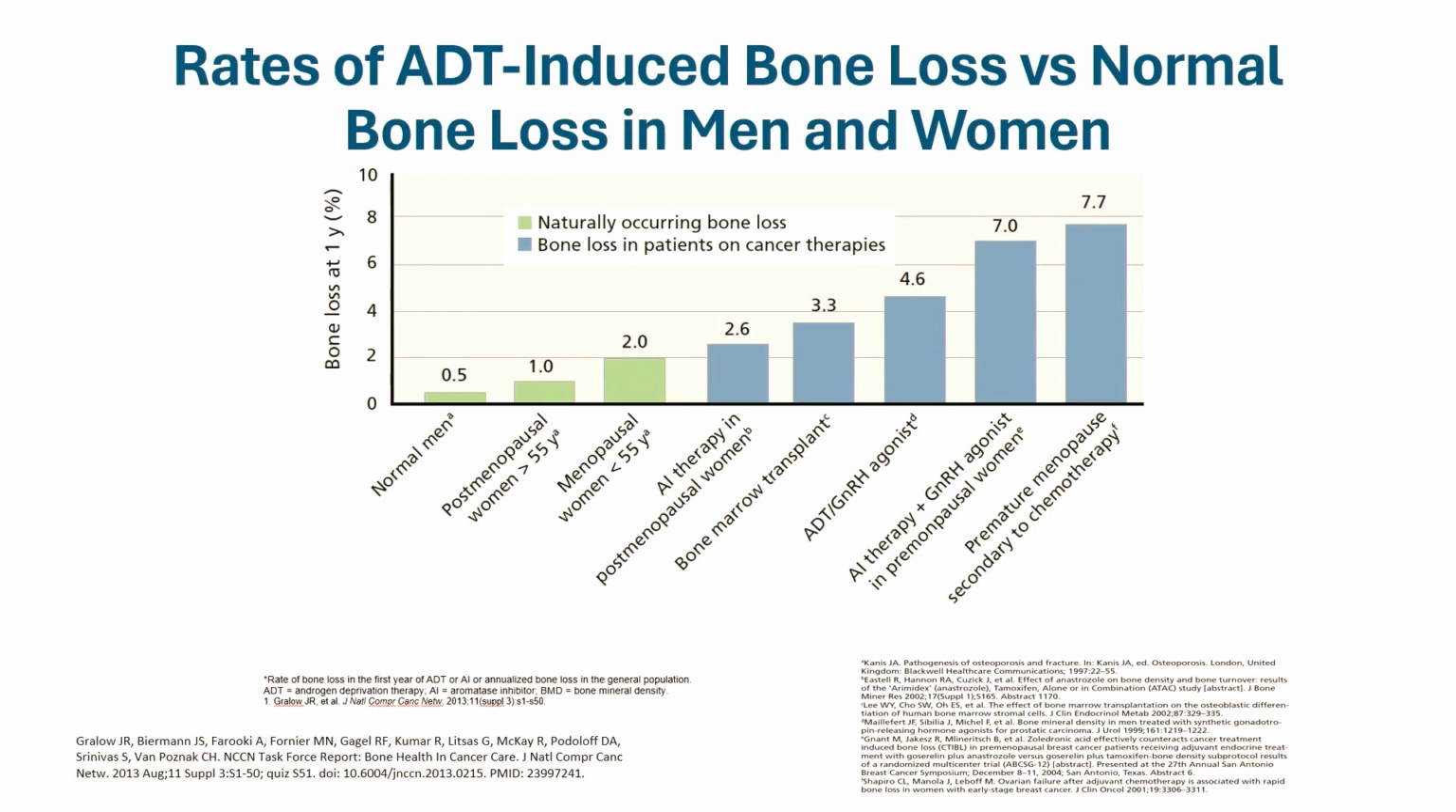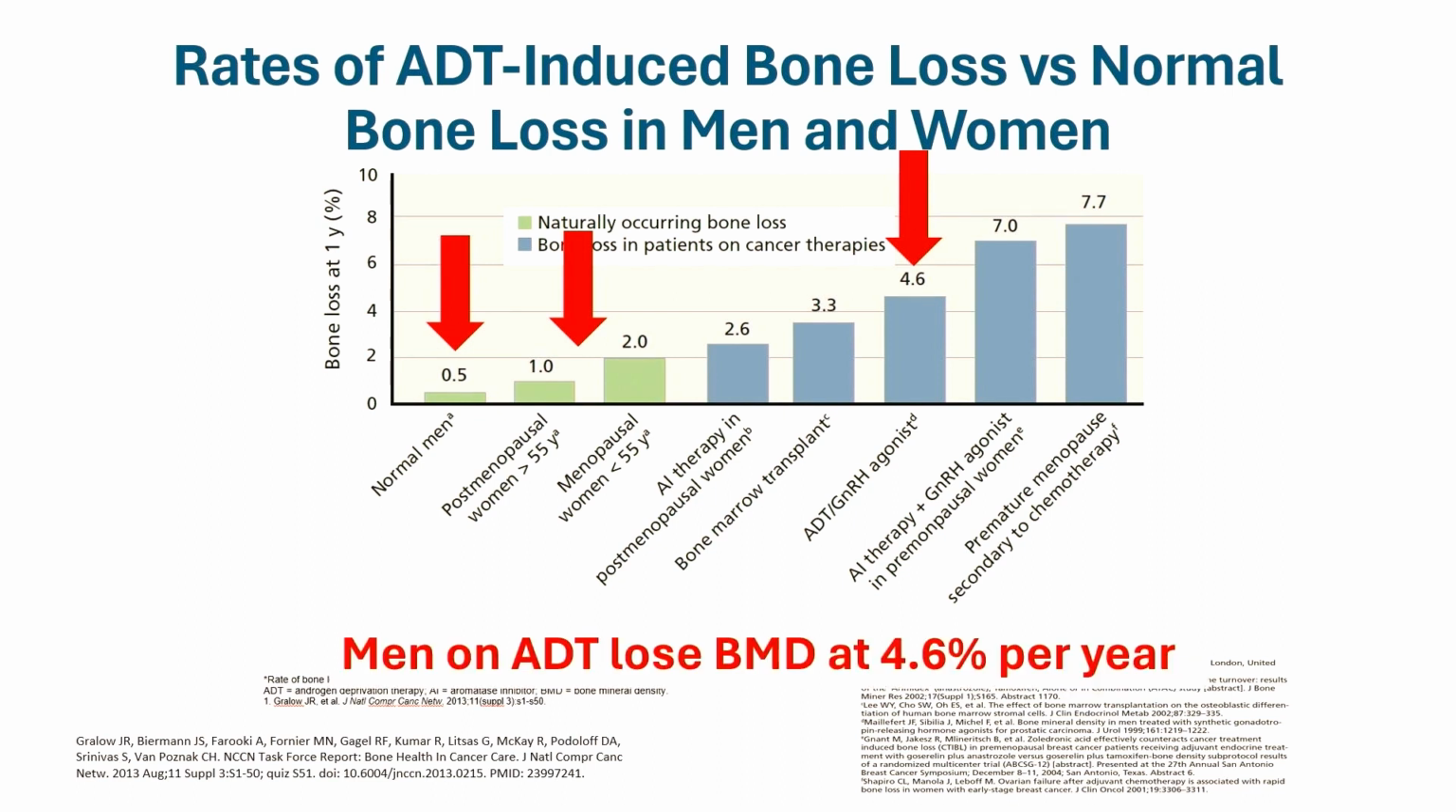Here's an important slide, and this was an eye-opening slide for me when I saw it. Here's the bone loss at 1 year for various clinical situations. If you look at a normal man, he loses 0.5% of bone mineral density per year. A menopausal or perimenopausal woman loses 1 to 2% per year. And this is what really shocked me and opened my eyes: men on ADT, a GnRH or LHRH agonist, lose bone at 4.6% per year.